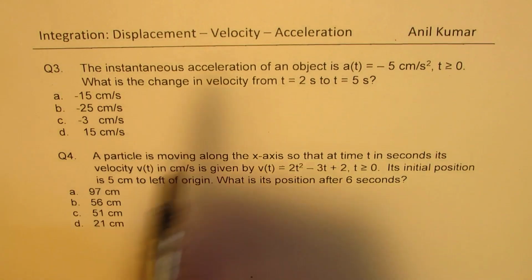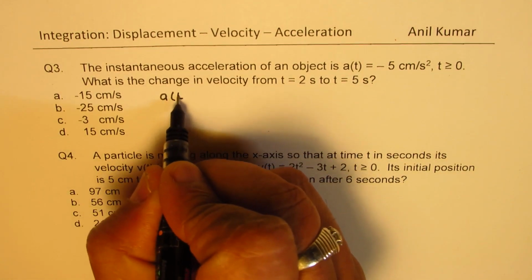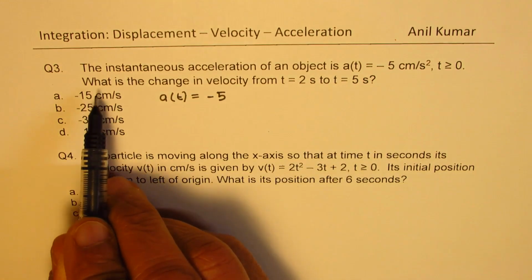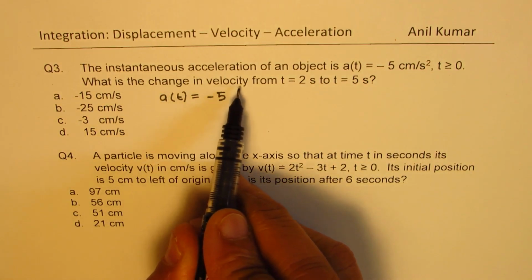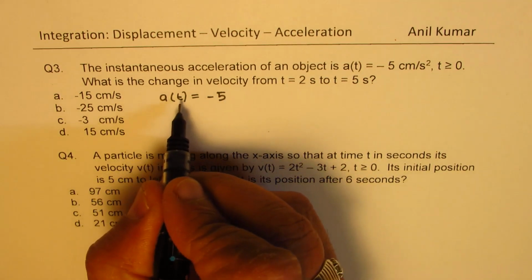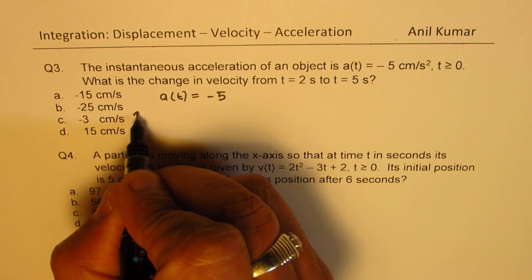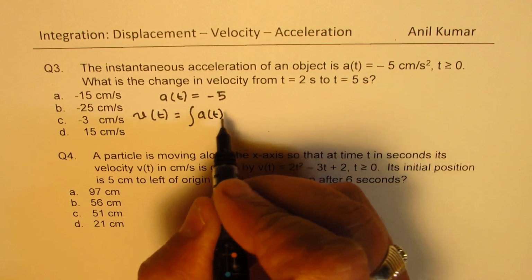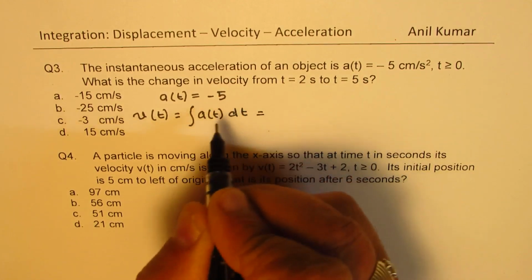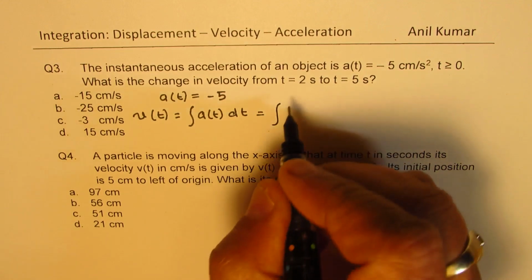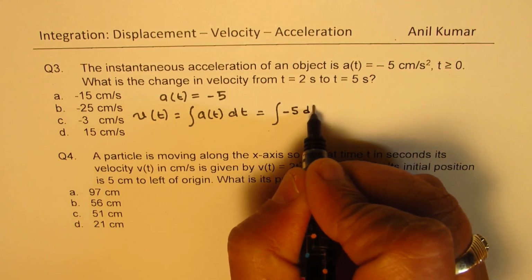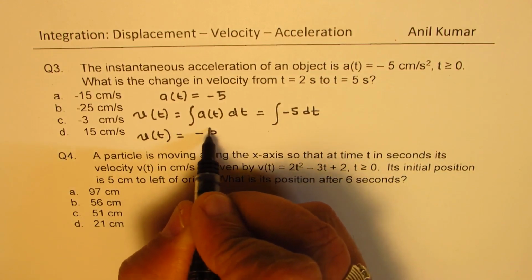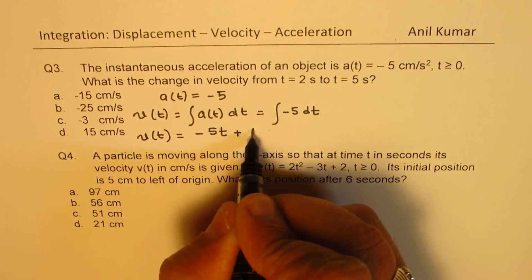Okay, so the very first one here, we are given the acceleration a of t, which is a constant minus 5, right? We want to find the change of velocity, right? So change of velocity is integral of acceleration. So velocity basically is integral of acceleration, correct? So in our case it is minus 5, so we'll do integral of minus 5 dt, and so we get the velocity as equal to minus 5t plus c.